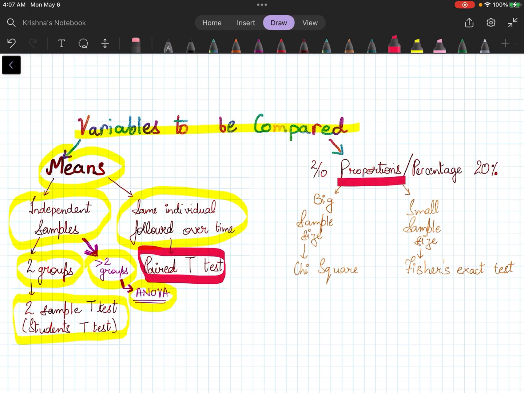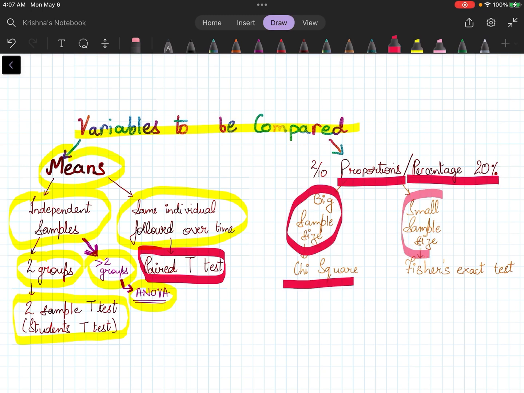Then when we are comparing proportions like 2 out of 10 or percentages, that would be like 20%. So when we are comparing proportions or percentages and your sample size is big, we use a chi-square test. And when we are comparing small sample sizes, proportions or percentages, and the sample size is really small, you can use something known as the Fisher's exact test.